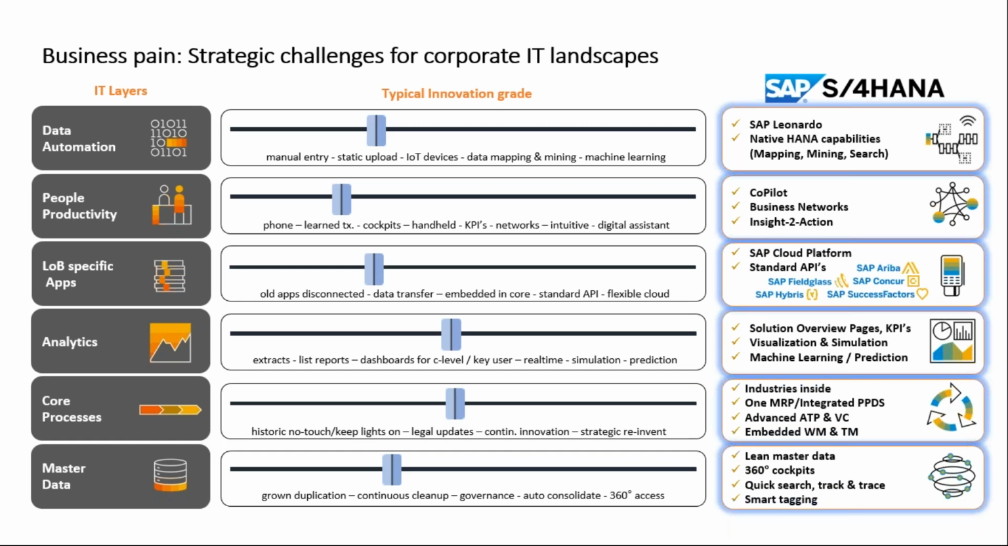Then business networks, which help in faster insight to action. Then coming to my LOB specific apps. Many apps are part of the SAP Cloud Platform, be it Ariba, Fieldglass, Concur, Hybris, SuccessFactors, everything works on your cloud platform here, because that is where your LOB specific apps basically increase productivity as well as the user experience in terms of how it gets executed.